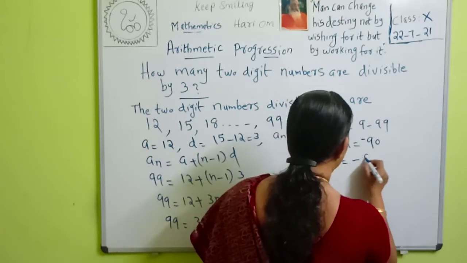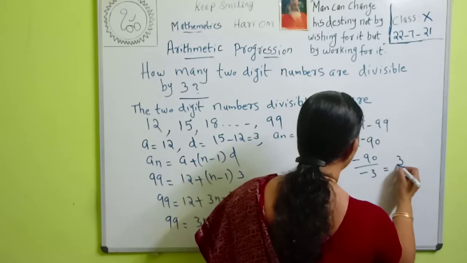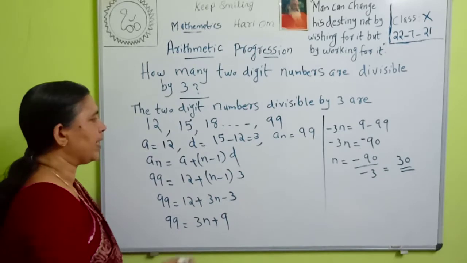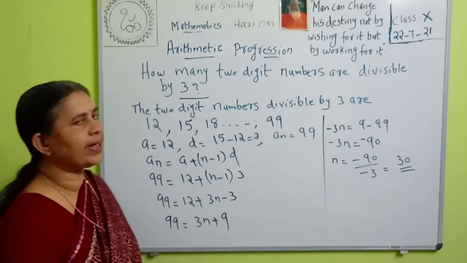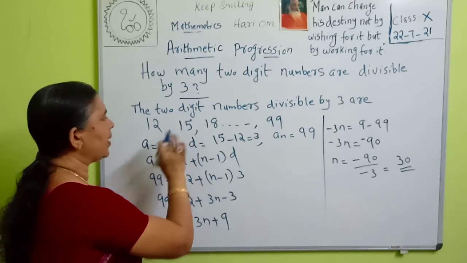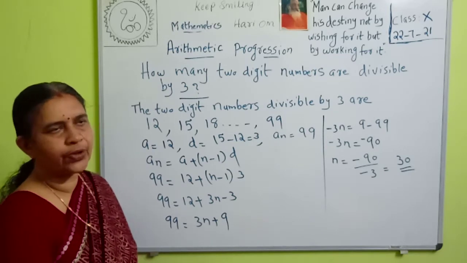Then what is n? n is equal to minus 90 by minus 3, that is equal to plus 30. Therefore what is the value of n? n is equal to 30. Therefore how many two-digit numbers are divisible by 3? The number is 30. n is equal to 30.